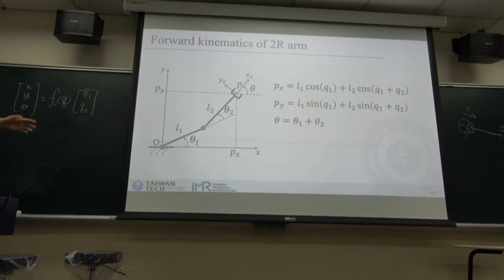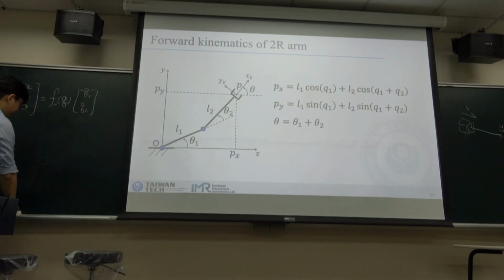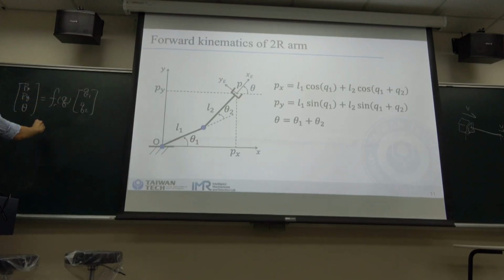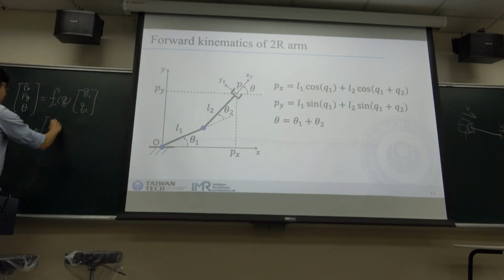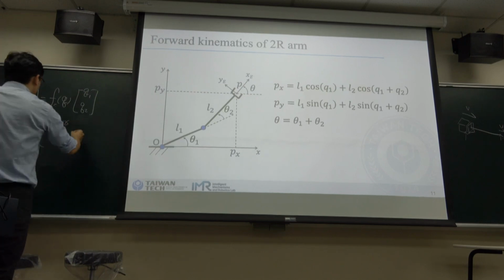So this is what you have done in the forward kinematics. Here we have the Q1 and Q2, and here this one is the matrix, and we get the Px, Py, and theta. So for this robot, the forward kinematics is the L1 sine.